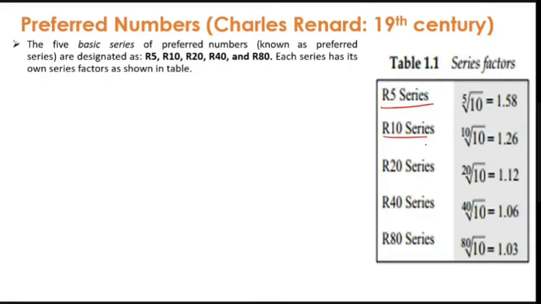What he has given us is 5 basic series: R5, R10, R20, R40, R80. These five basic series are used to decide the range. Now these series have series factors: 1.58, 1.26, 1.12, 1.06, and 1.03. Try to understand that each is called a preferred number series. This R5 series is a preferred number series, and this 1.58 is a series factor.